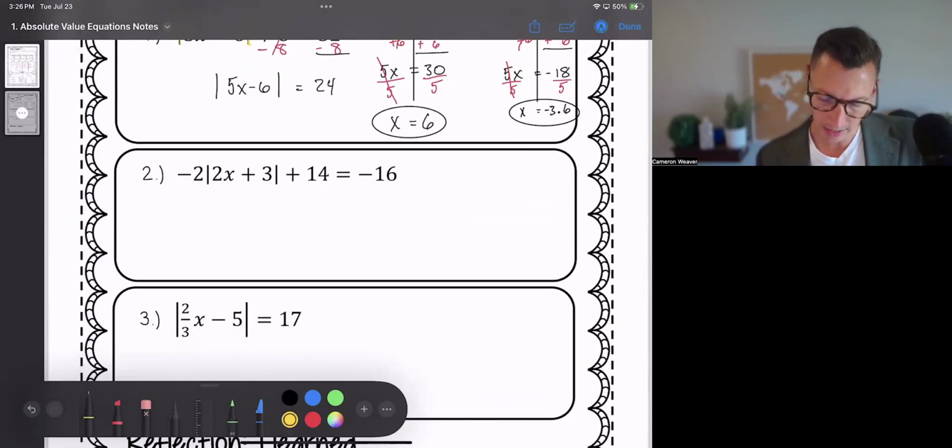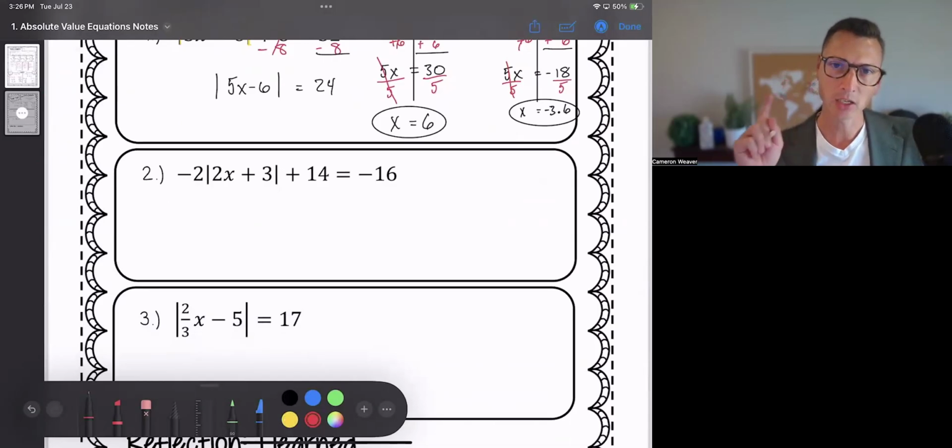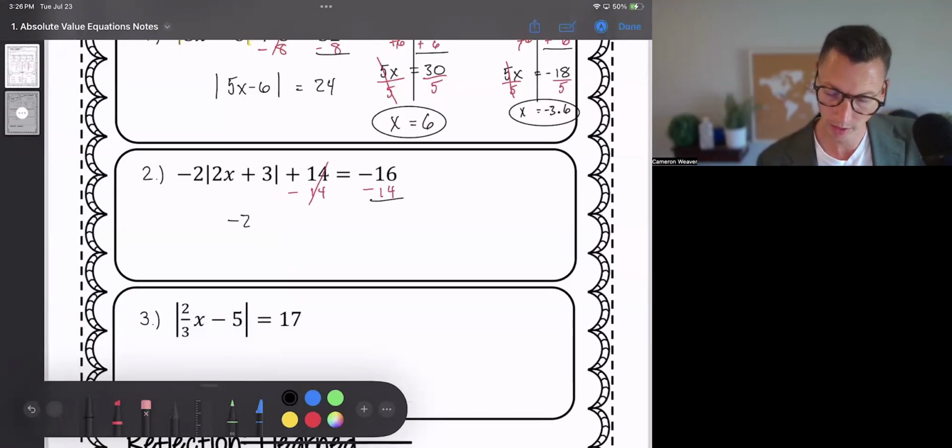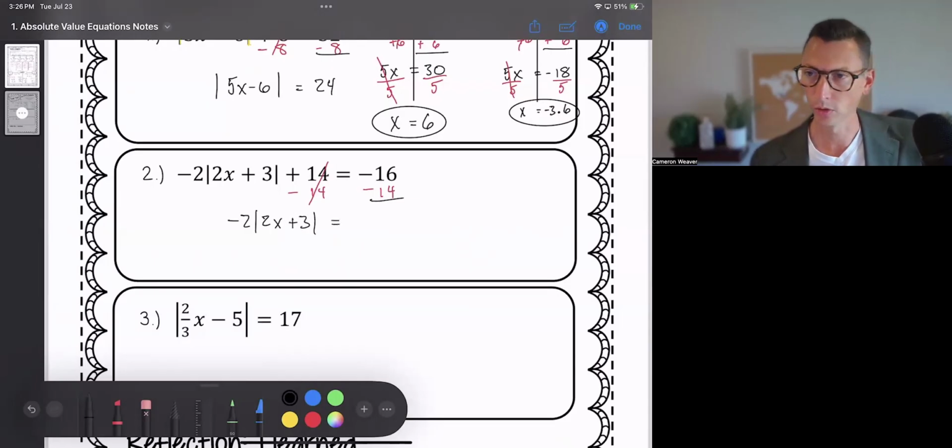Step 1 says to isolate the absolute value. So as always, and as we typically do, the first thing you want to eliminate is the constant, all right? So here we're going to subtract 14 from both sides. This is going to leave us with negative 2 times the absolute value of 2x plus 3 is equal to negative 16 minus 14, which is going to give us a negative 30.